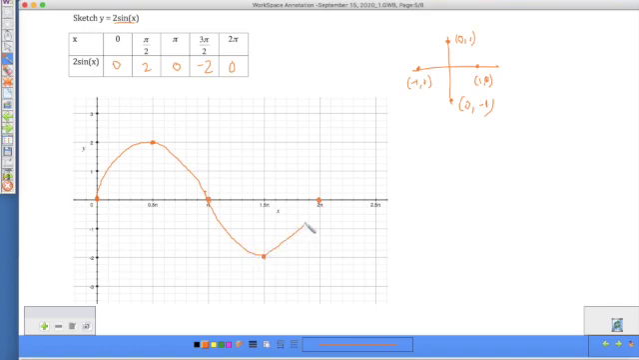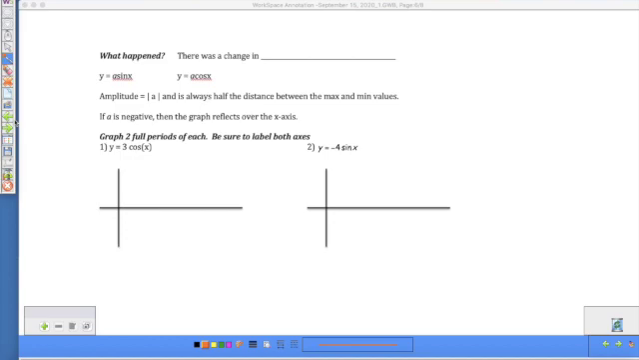So the period is still 2 pi. But what actually happened? What changed? We didn't go up to 1 and down to negative 1. We went up to 2 and down to negative 2. So what happened? There was a change in the amplitude.